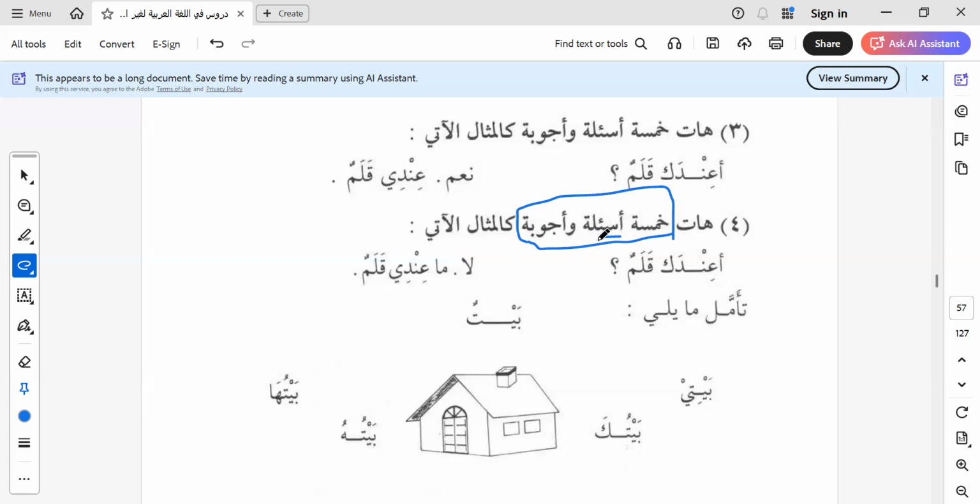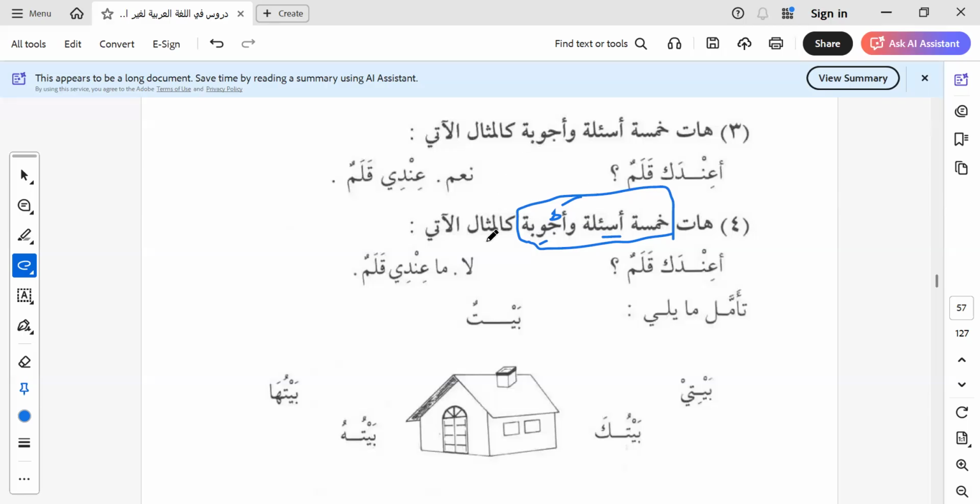خمسة أسئلة وأجوبة. Can you write it down, please? Make sure you write it. هات خمسة أسئلة وأجوبة. Can you say that again? Wa ajwibatin. Very good. وأجوبة.